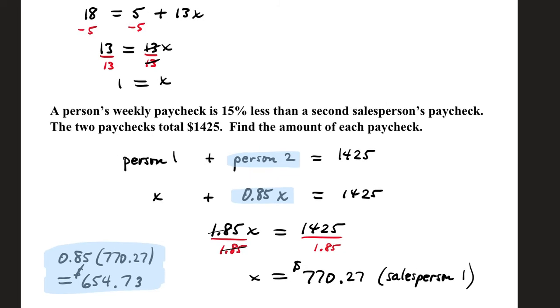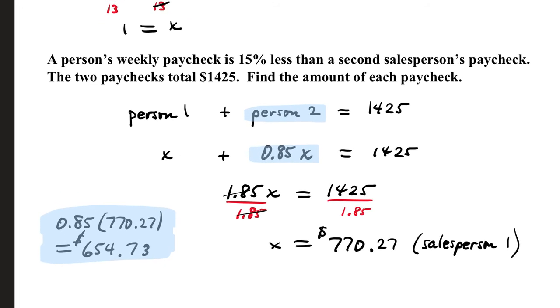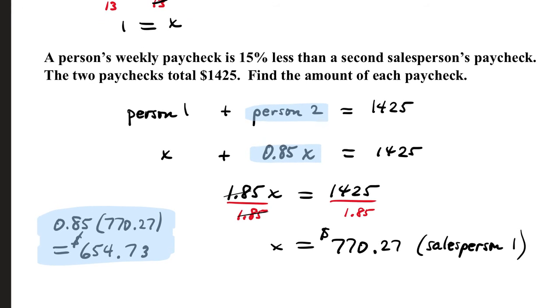A person's weekly paycheck is 15% less than the salesperson's paycheck. The two paychecks total $1,425. Find the amount of each paycheck. So we have person 1 plus person 2, that totals up to $1,425. We don't know each one's salary or paycheck at all, so we're going to use variables. I'm going to let one of the salesperson's paycheck just be X.